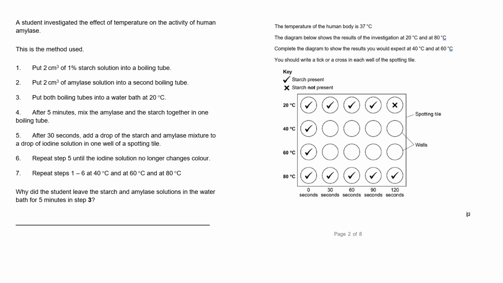And this investigation is investigating the optimal temperature of the enzyme amylase. So first of all, read through the method because it helps you to picture what's going on. And in this case, it tells you that in the first instance, you would put your amylase and your starch solution in a water bath at the same temperature. And that's important because that is actually one of the control variables if you get asked that later on in the question. So we've got the starch and we have our amylase.